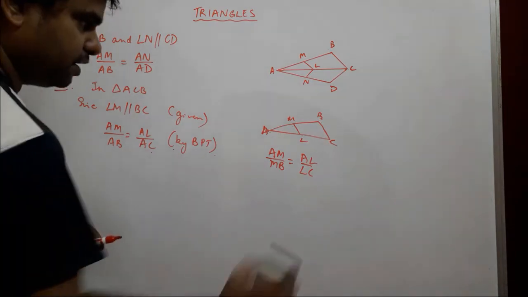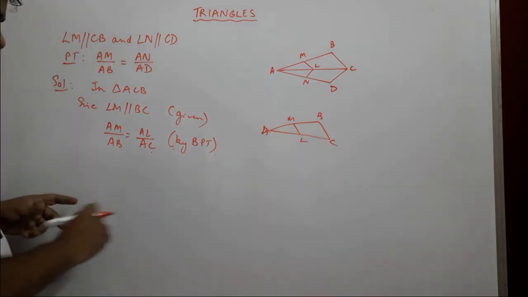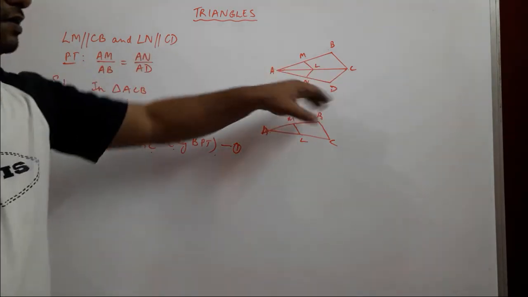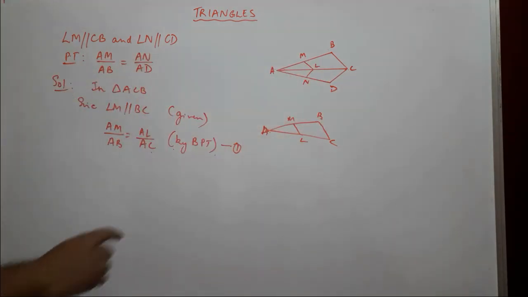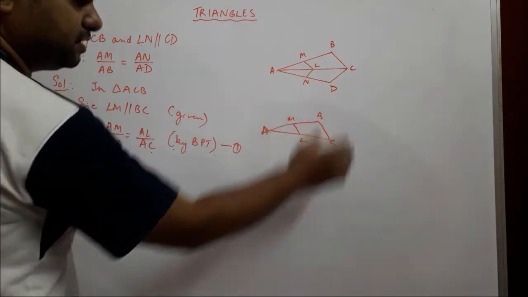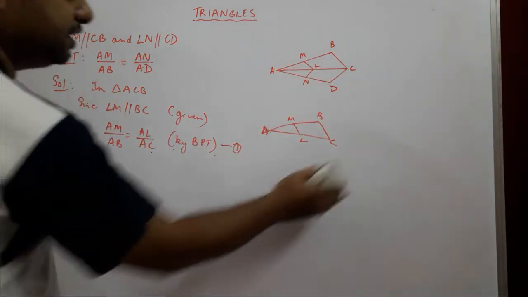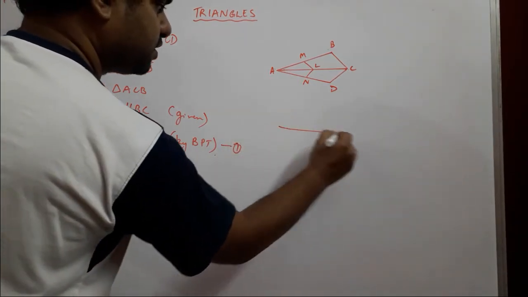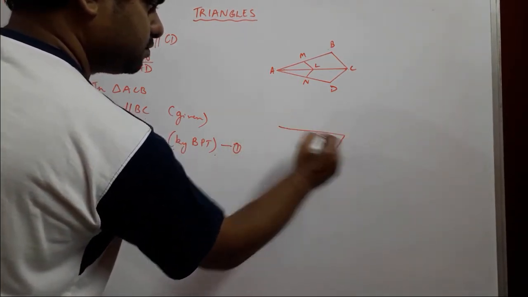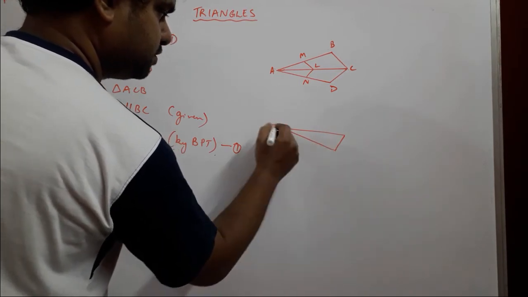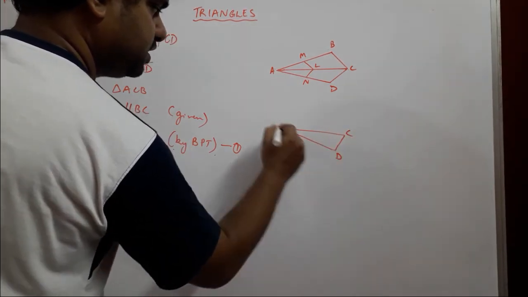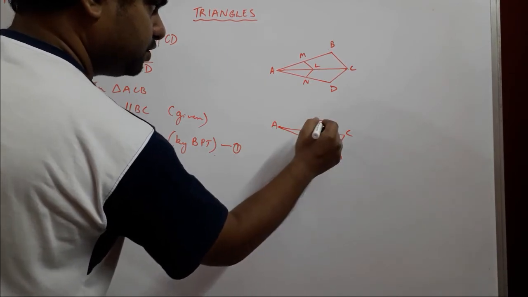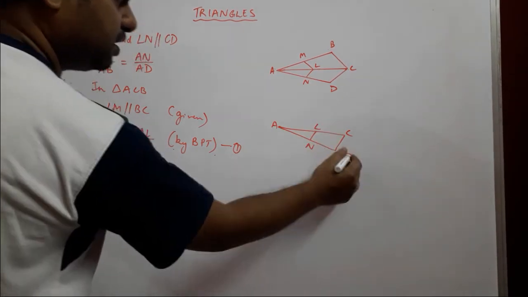Now that we have got this, we'll mark this as 1. So this we got from the top triangle, that is ACB. Now let's take the bottom triangle, that is ACD. So draw the other triangle. That's better. This C, this D, and this is A, and you have your LN, which is parallel to CD.